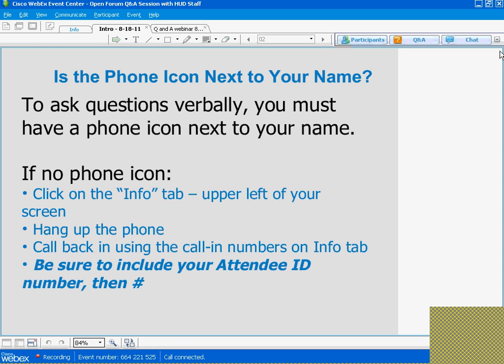Good. So, Alejandro, I see your hand up, but I can't unmute you because there's no phone icon next to your name. So if you want to ask your question, please follow these instructions on the screen, and I'll get back to you once you're connected. And then let's go to Mark and Hamilton.